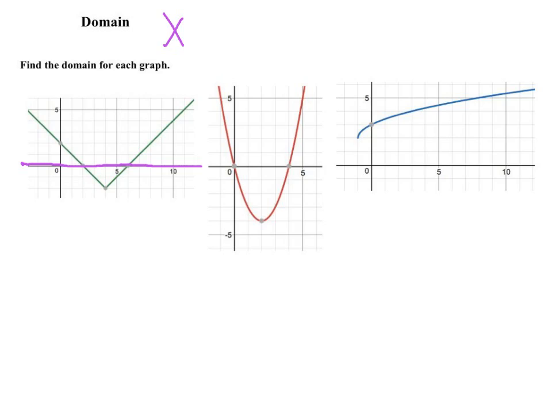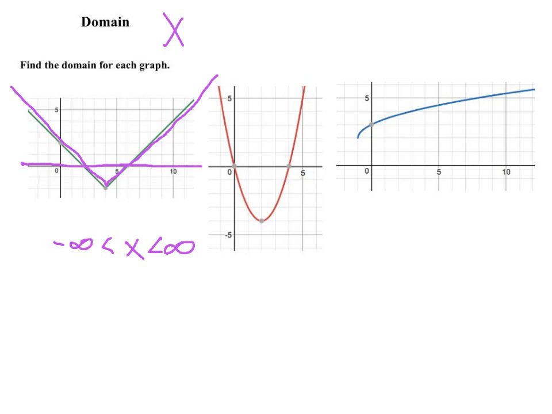If you notice, this graph is going to keep on going up to the right and up to the left. It never ends. So all of my x values are never going to stop. They're going to keep on going. So because they keep on going to the right, all of my x values are going to be less than infinity. And then because my graph keeps going to the left, all of my x values are going to be greater than negative infinity.